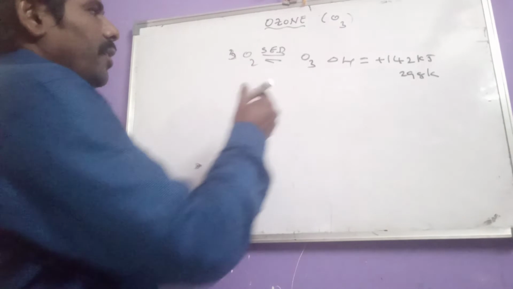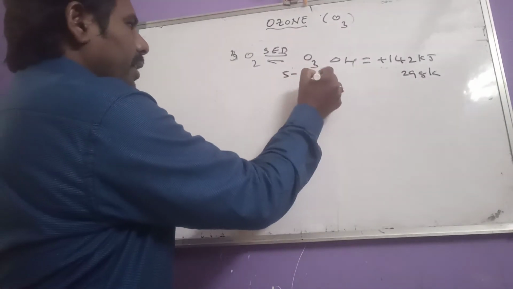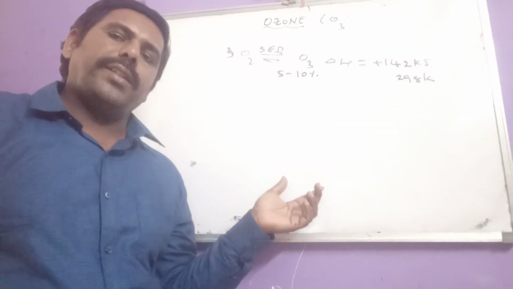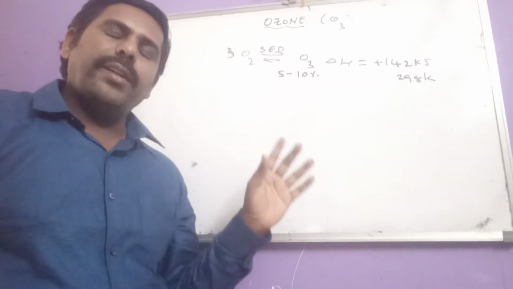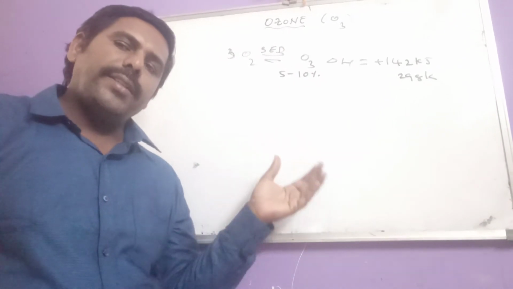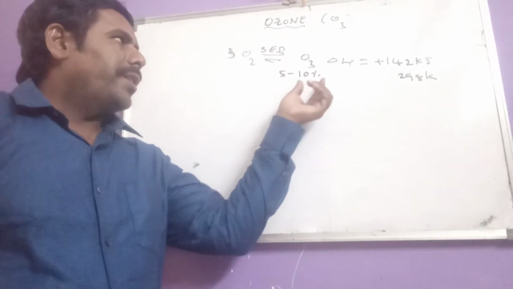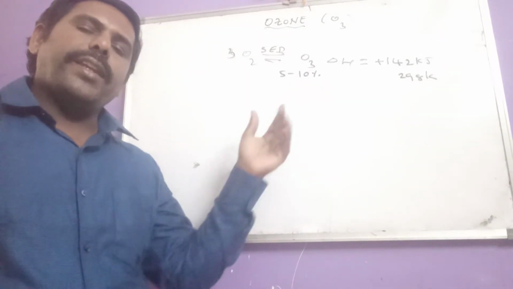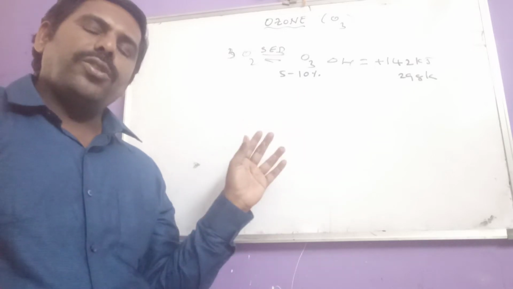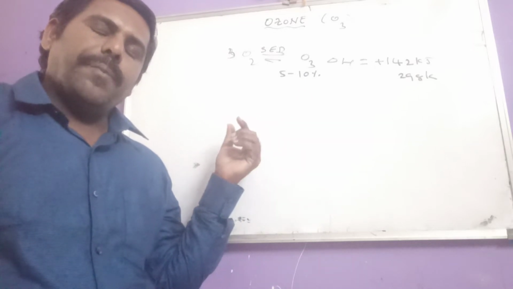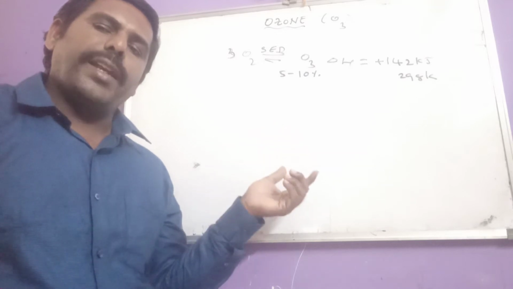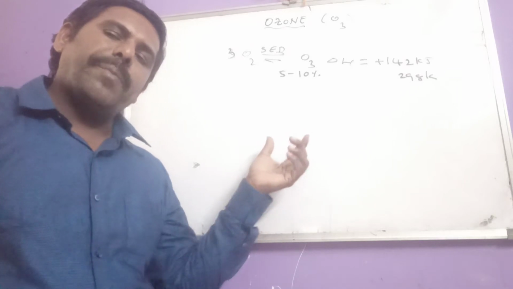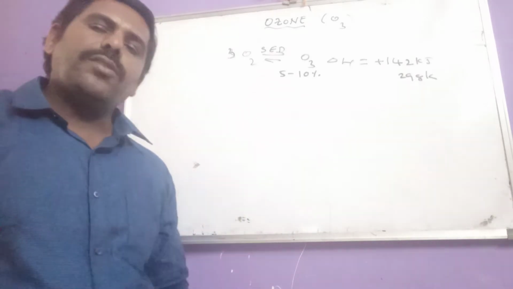In this we can get 5 to 10% of ozone. The ozone obtained is known as ozonized oxygen. If this 10% of ozone is not enough for us, to increase its yield we have to use a battery of ozonizers. What is an ozonizer? The apparatus used for the preparation of ozone is known as an ozonizer.